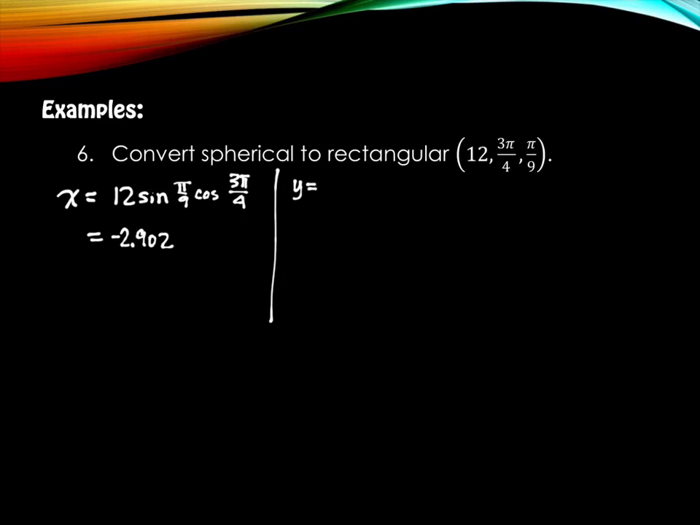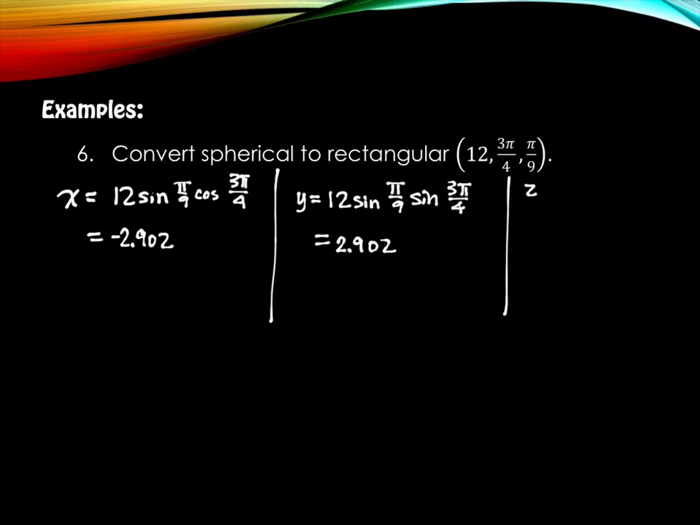My y value is rho, which is 12, sine of phi, so sine of pi over 9. And then it's another sine on this one, sine of theta, which is 3 pi over 4. Okay, once again, calculator's your friend. It's the same as x, except positive. Positive 2.902. I got negative twice, because I used cosine twice. That would do it.